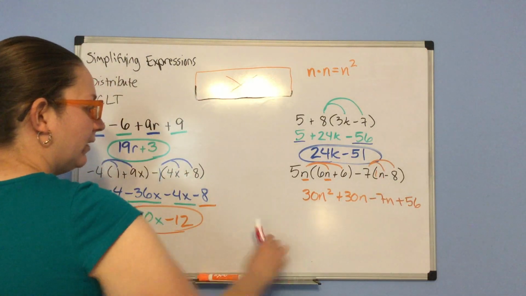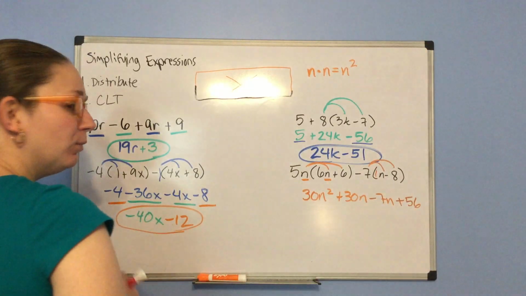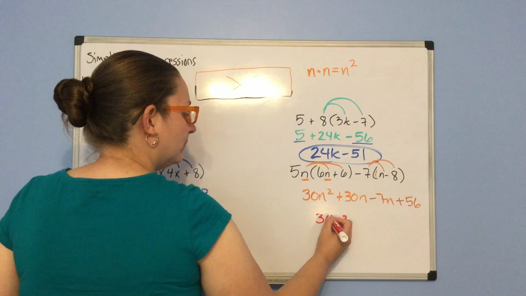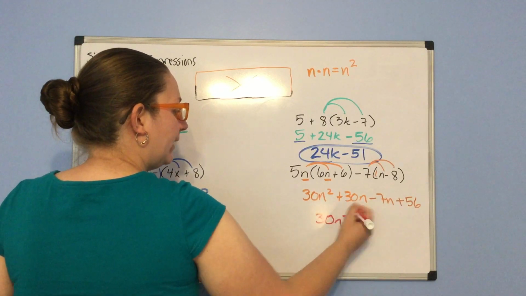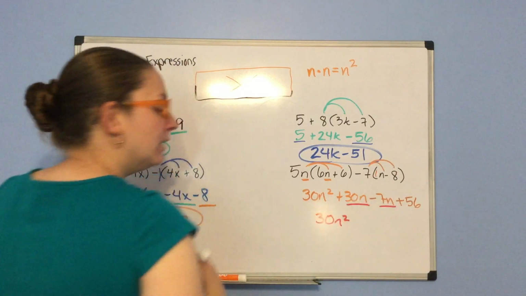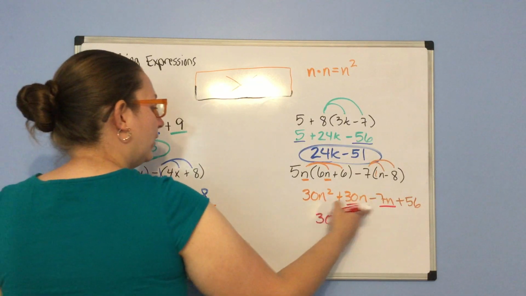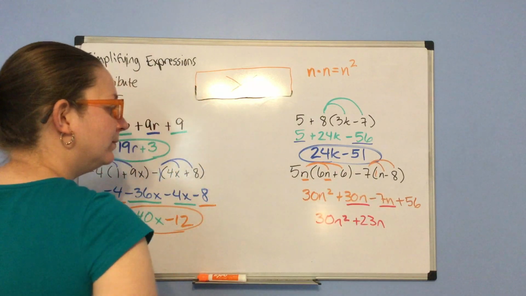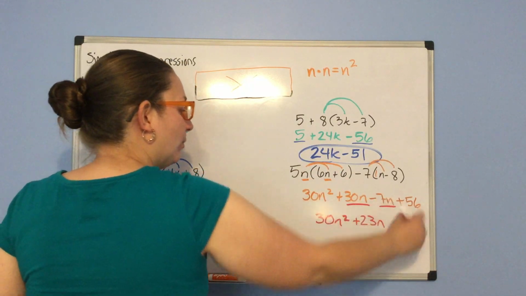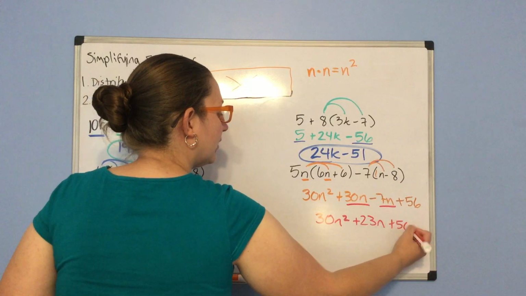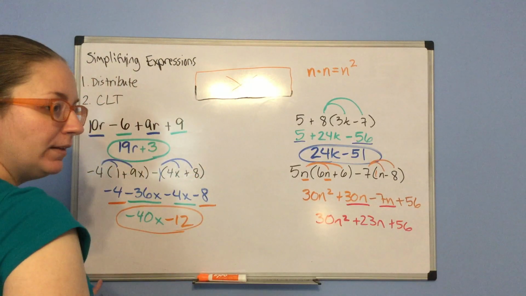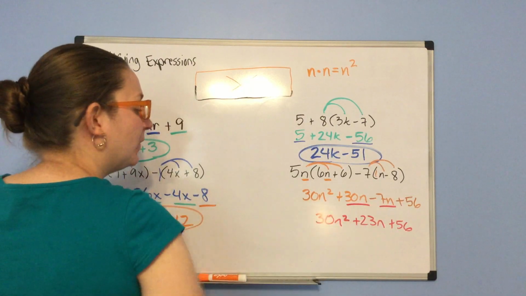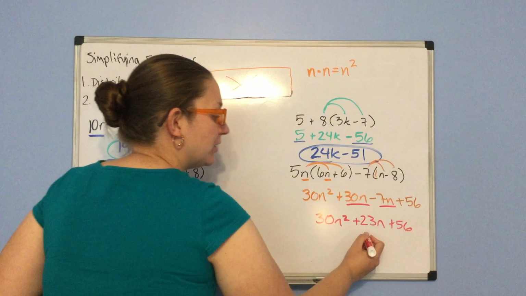Let's check and see if we have any like terms. I only have one term with an n squared in it, so it's going to stay the same, 30n squared. I do have two terms with a regular n in them, this one and this one, so I can combine those. 30 minus 7 is 23n, is positive, so plus sign in front. And then this 56 is the only number I have, so it doesn't combine with anything either. I can't combine any further. N squared and n are not like terms because the exponents are different. So that right there is my final answer for that problem.